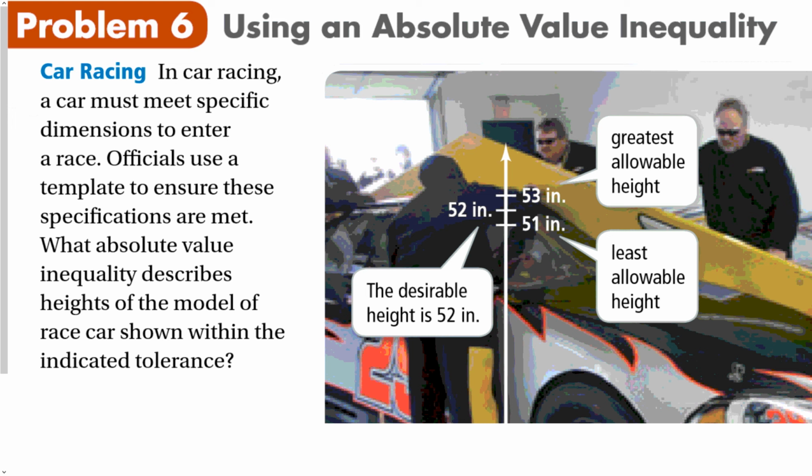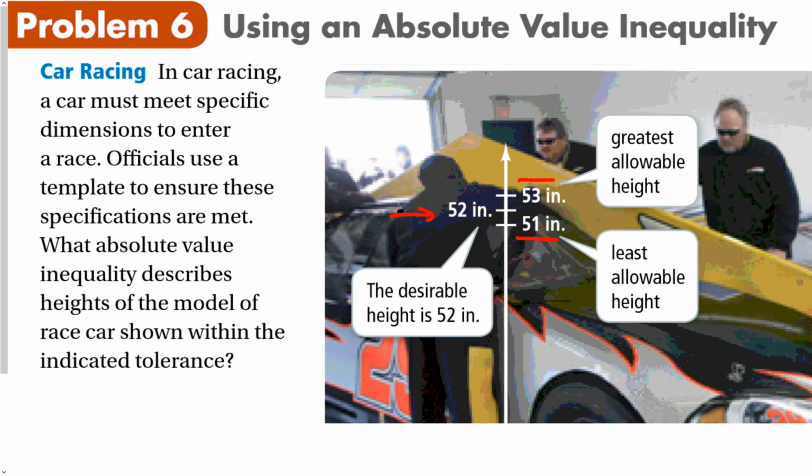Okay. So in car racing, cars must meet specific dimensions in order to enter a race. Officials use a template to ensure these specifications are met. What absolute value inequality describes the height of the models of the race car shown with the indicated tolerance? So this is what you want. You want your car to be 52 inches. Okay, you could have it this or this, anywhere in between those two.